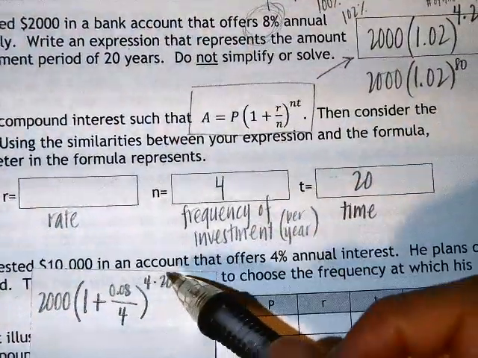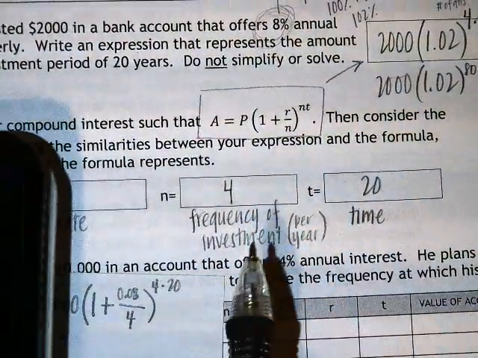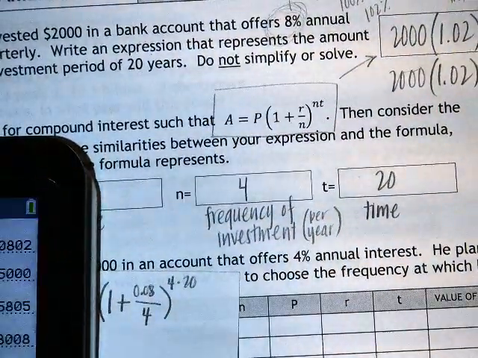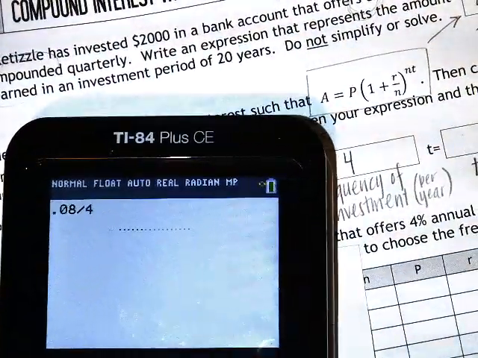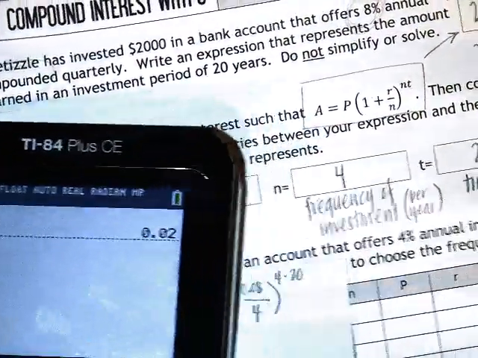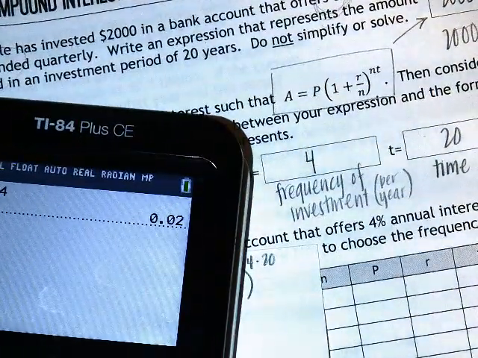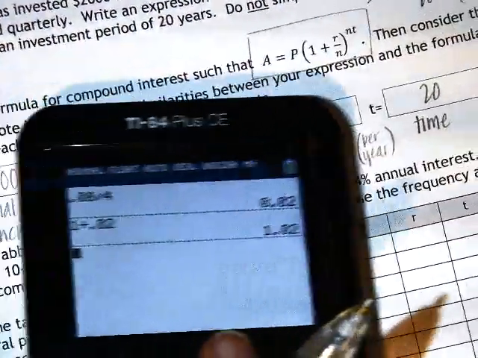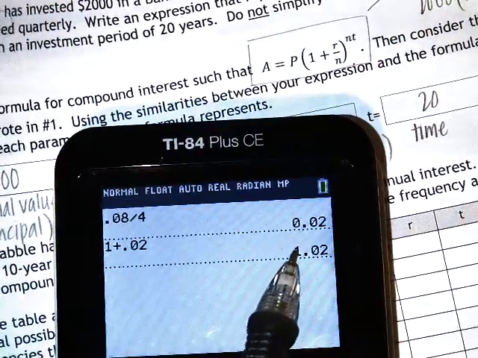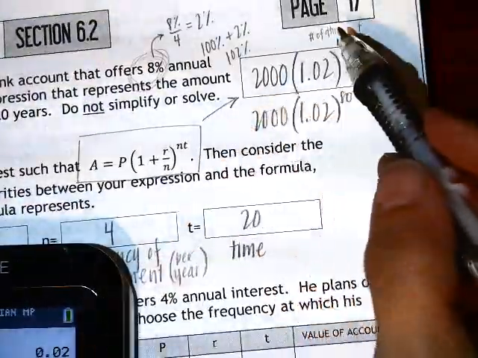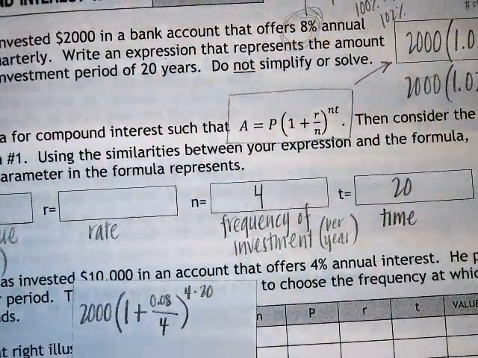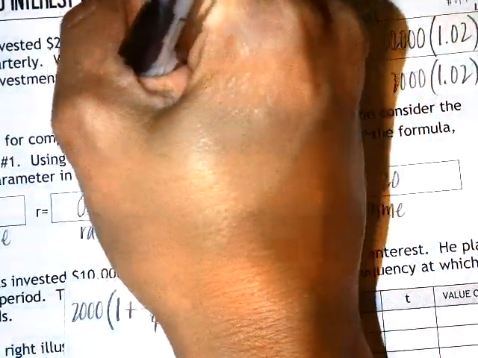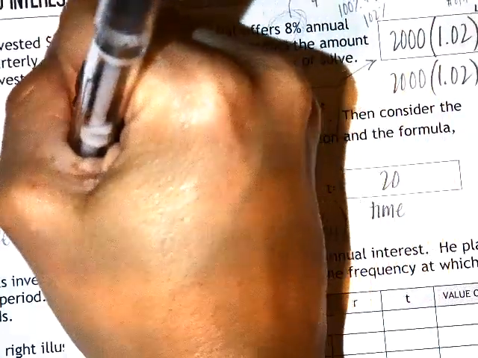And let's see if that mathematically works out. 0.08 divided by 4, I'm going to do this in a calculator just to be extra safe. 0.08 divided by 4 is 0.02. 1 plus 0.02 is 1.02, and yep, that is the multiplier that we already thought. So as it turns out, the rate is the percentage that they gave us, just written as a decimal.